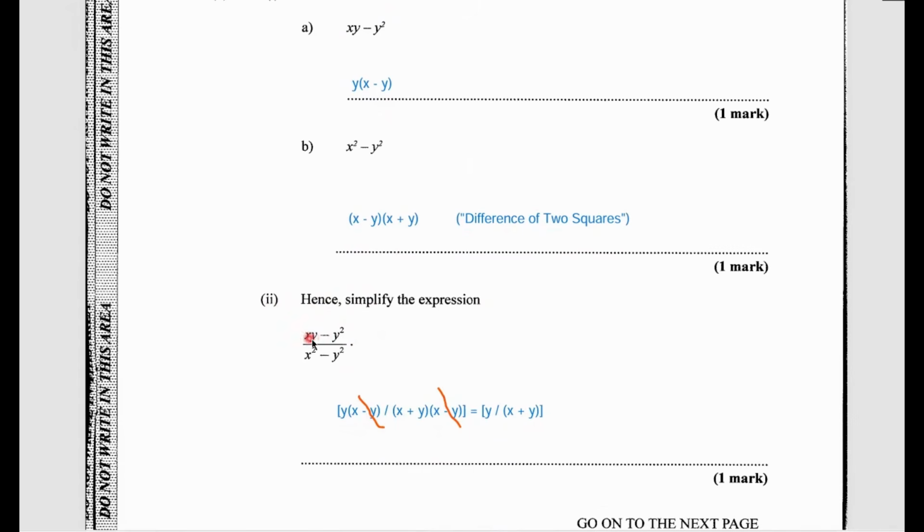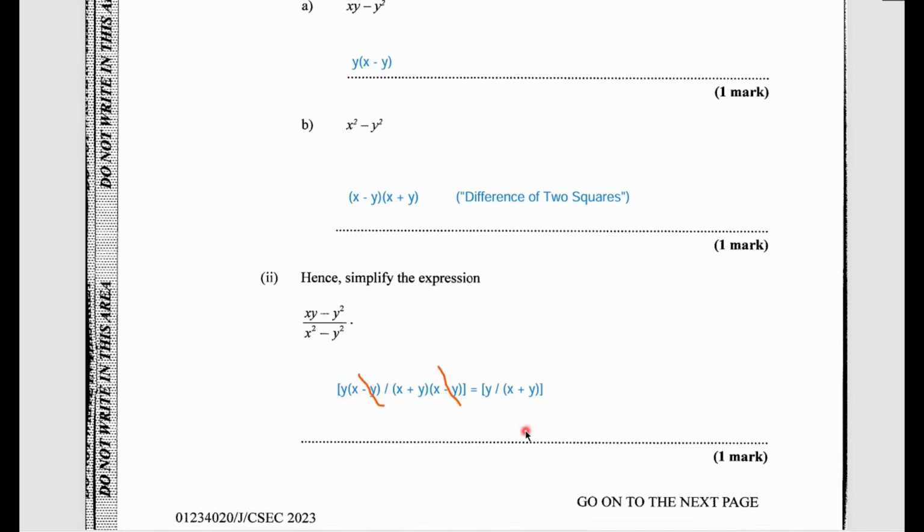So the xy minus y squared, we got that to be y into x minus y. And the x squared minus y squared, we got this below. So when we divide and you cancel out the x minus y, top and bottom, you remain with what? y over x plus y. Simple.